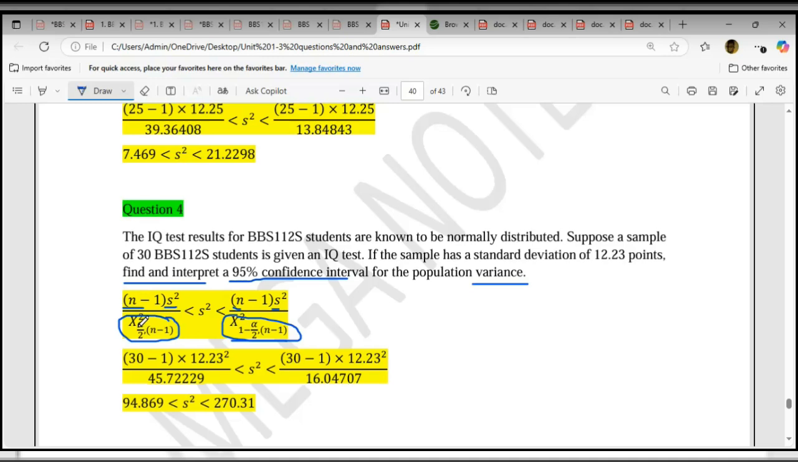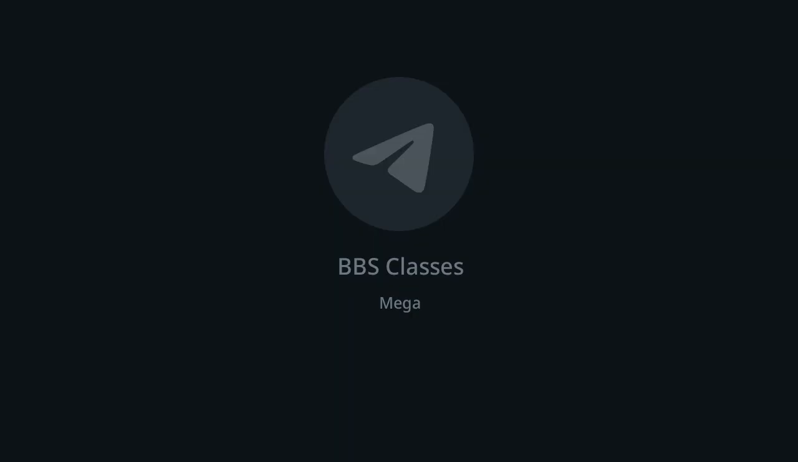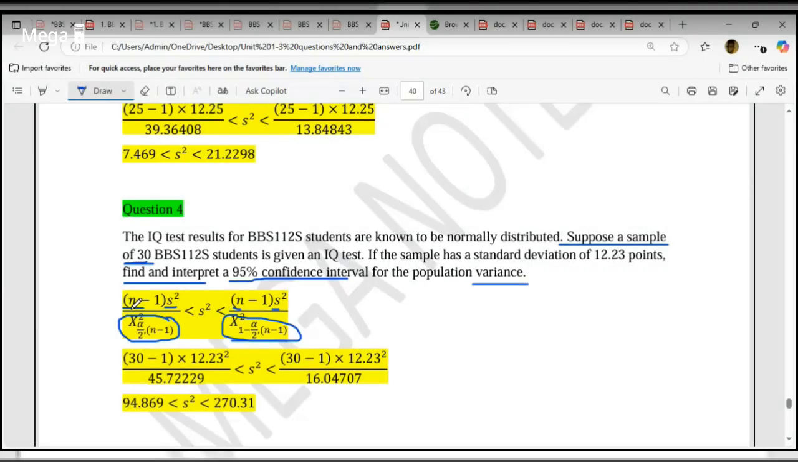But let's start from the top part. Our formula has n. n is the sample size. So if you look at the question here, they say suppose a sample of 30. This 30 is what you plug in where there is n. That's why we have 30 minus 1 here, and the same thing on the other side, 30 minus 1. The value you plug in at n is the sample size.